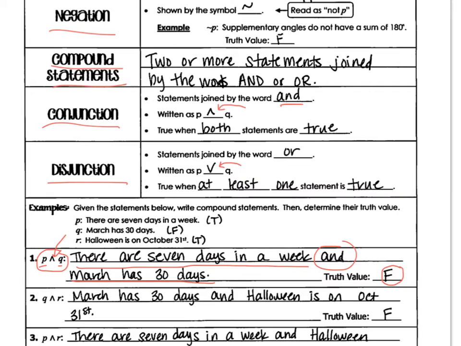In our second example, we're going to look at statements Q and R. You'll notice we're going to create a compound statement. The compound statement is going to be a conjunction. So Q, March has 30 days, and R, Halloween is on October 31st. The truth value of this example is false.